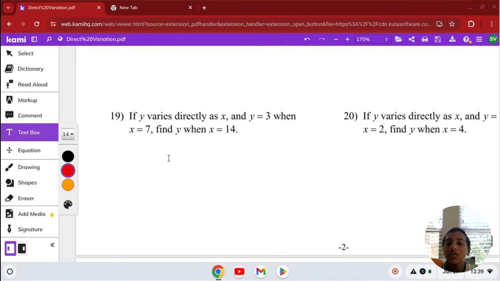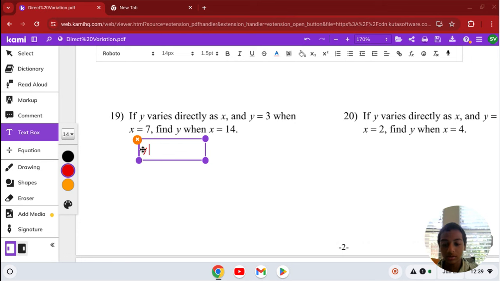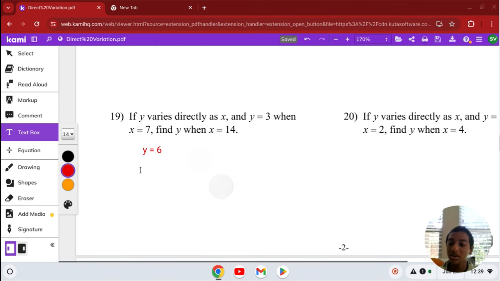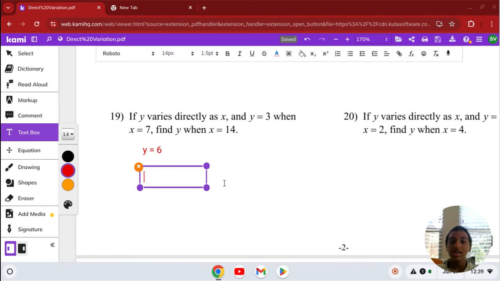Number 19, if y varies directly as x, y equals 3 when x equals 7. Find y when x equals 14. So 7 times 2 is 14. So y equals 3 times 2, which is 6. Let's try the proportion way, just by checking. So 7 over 3 equals 14 over y. What do you get? Yes, you do indeed get 6.